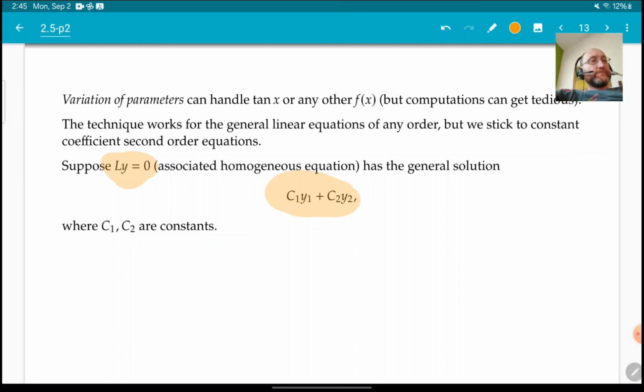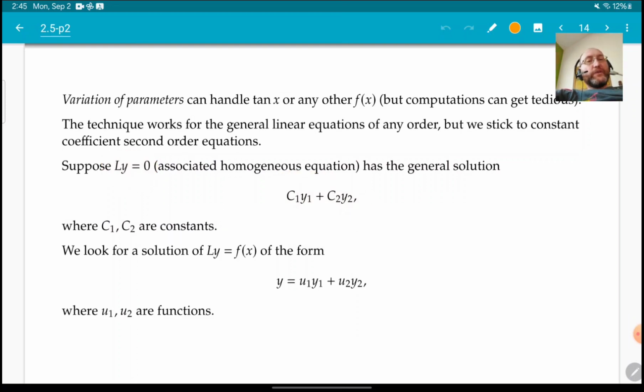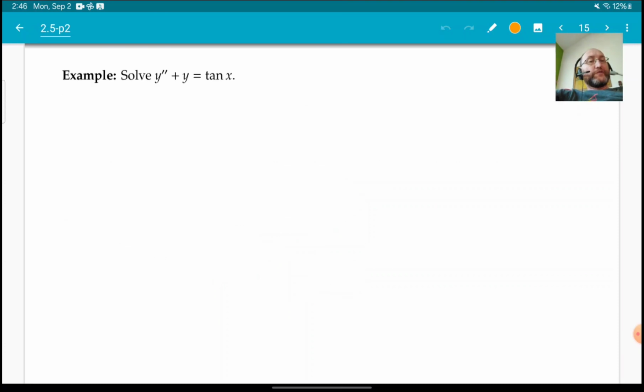It solves this equation. All right, so we're going to look for a solution of the non-homogeneous version by basically taking this, and instead of constants in there, we're going to try to solve for some functions u1 and u2 instead of constants. So that gives us more flexibility, and maybe we can do that. And it actually works. So basically, we just take the complementary solution, and instead of constants, we plug in functions, and now we're trying to solve for those functions.